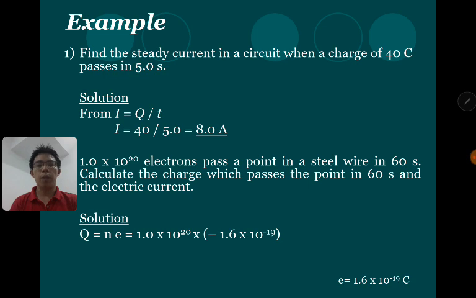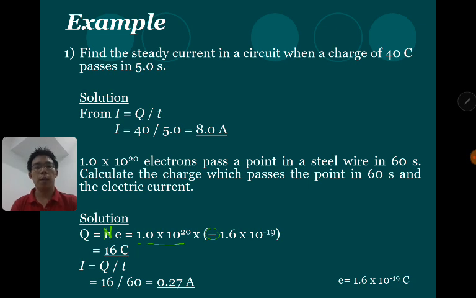From Q equals Ne, you can use a capital N here to indicate that that's a number, not number per unit volume. So capital N, we have 1 times 10 to the power 20, that's the number of electrons, times the charge of one electron. The negative, you can just take it out in the calculation. So the total charge will be 16 coulomb. Current is charge divided by time, 60. You put that into the equation, you get 0.27 ampere.